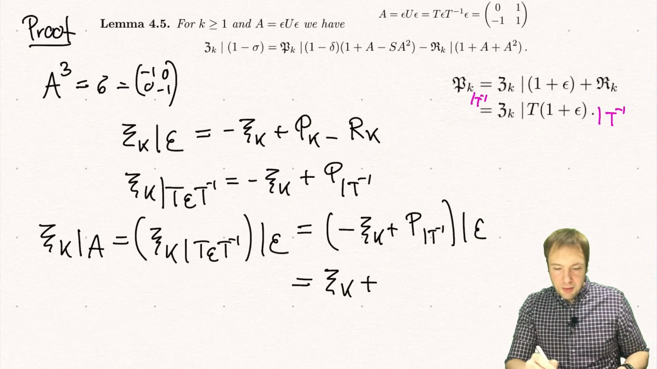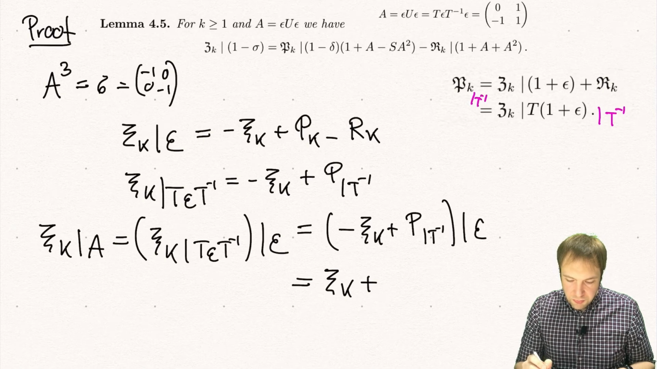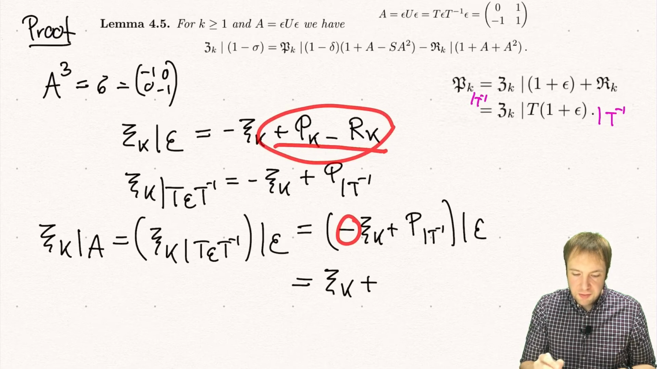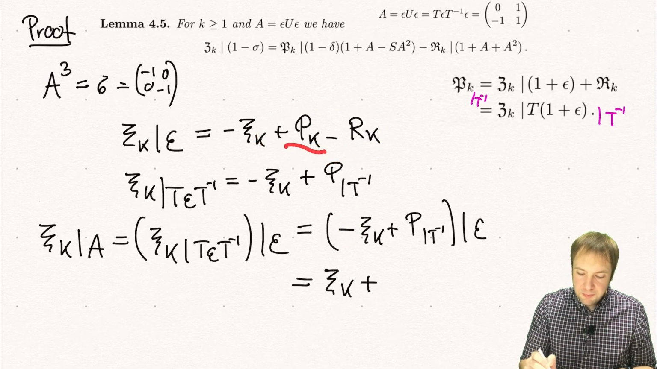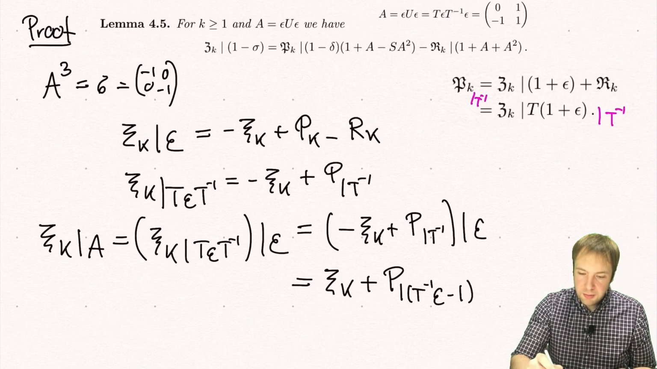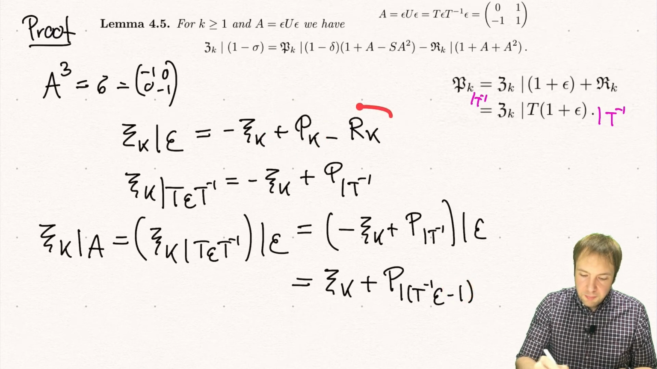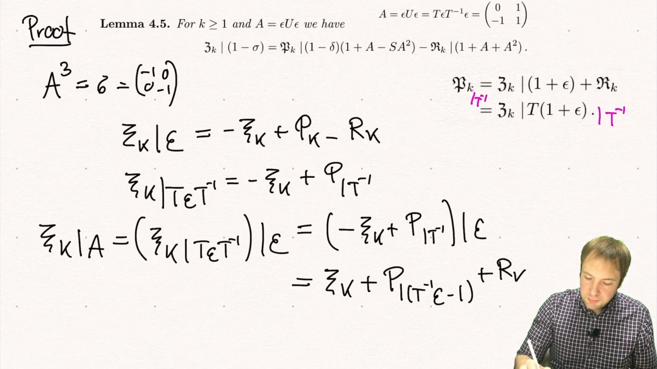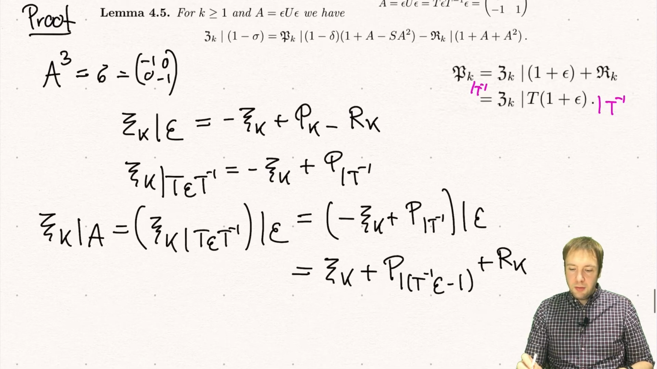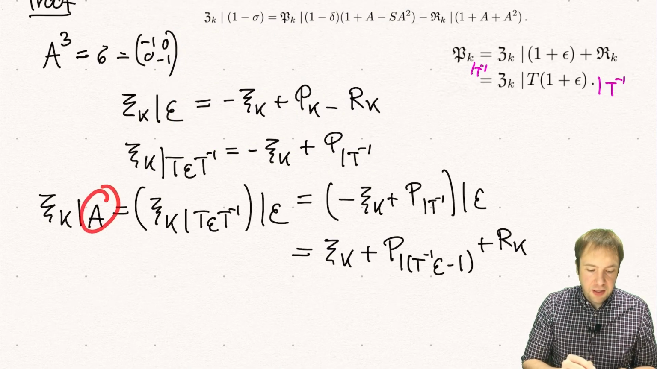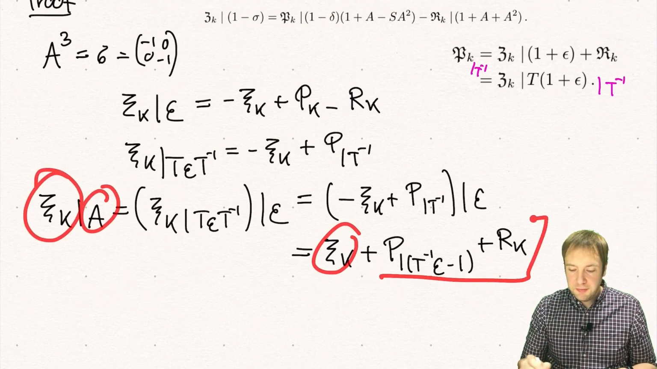Plus, and now I need to also add these things here, but because of this minus sign I need to subtract. So I get a minus pk. So I have this p t inverse epsilon minus 1. So this minus 1 comes from there, plus rk. Okay. So therefore, the action of A on zk is zk plus something.